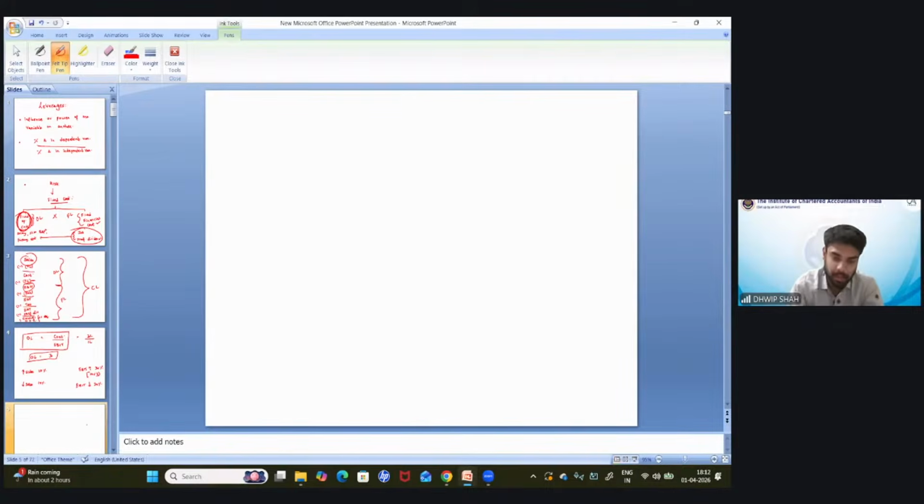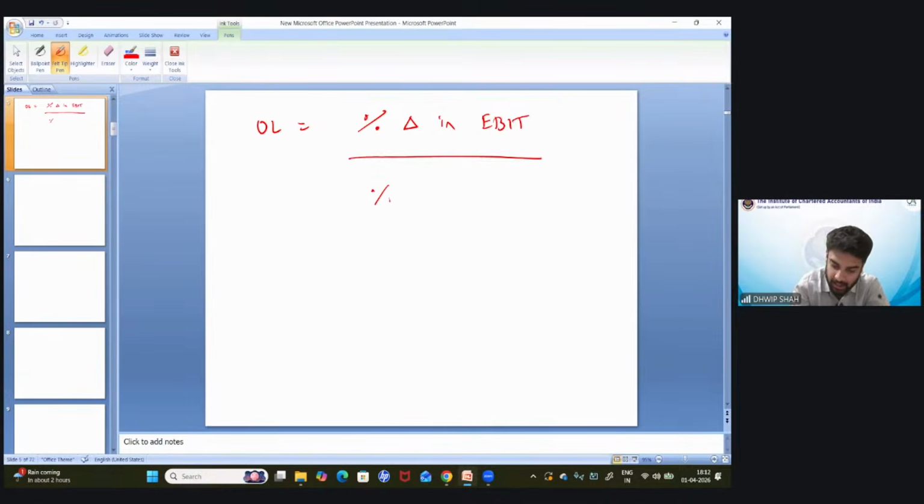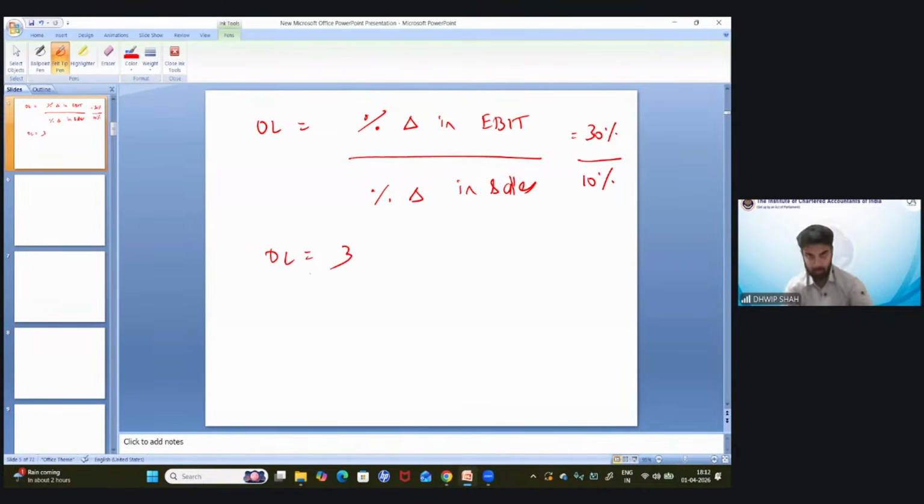So this was this formula OL is equal to contribution upon EBIT that we used to calculate the leverage. But बाद में हमने interpretation of leverage की formula सीखी थी. What was the interpretation वाली formula? It was nothing but percentage change in EBIT upon percentage change in sales. ठीक है? If EBIT changes by 30% due to 10% increase or decrease in sales, so can I say OL will come to 3? Are you able to recollect, students? So this was all about operating leverage.